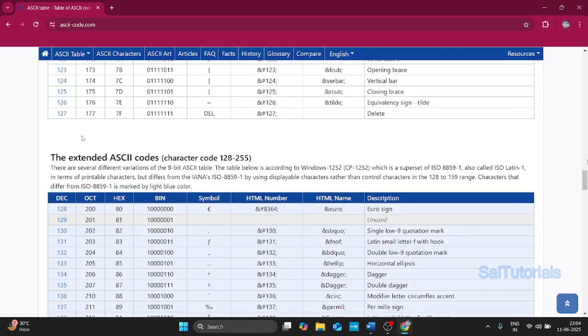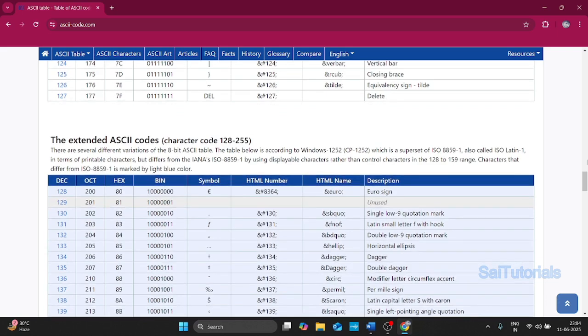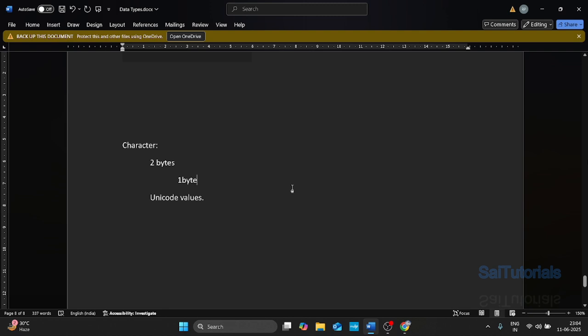Okay. And later, after some years, they extended the ASCII values for the remaining values. Okay. So again, they extended to 255. So here you can see the ASCII range is 0 to 255, which is totally 256.